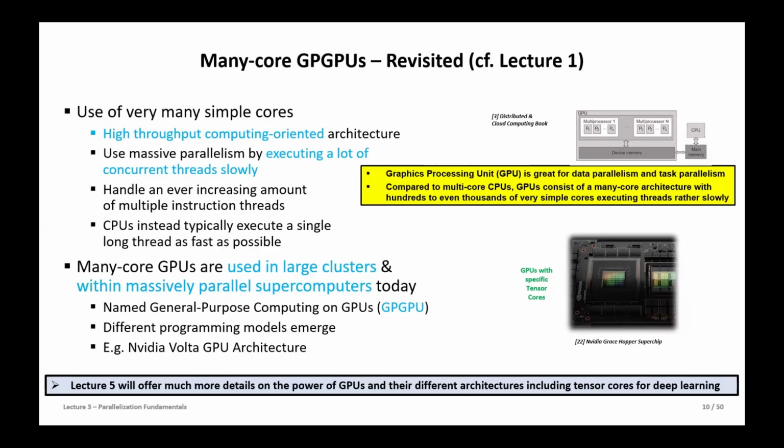You will see that there are several new NVIDIA architectures. One is high bandwidth memory, which we will discuss more in lecture 5, where we talk about GPUs in detail. But GPUs also have specific tensor cores now that enable us to do more AI, more deep learning, at scale and performance.